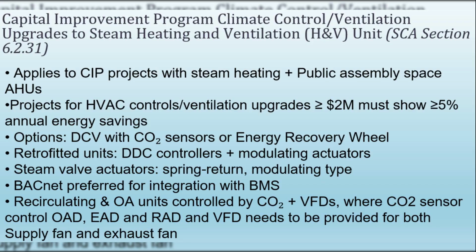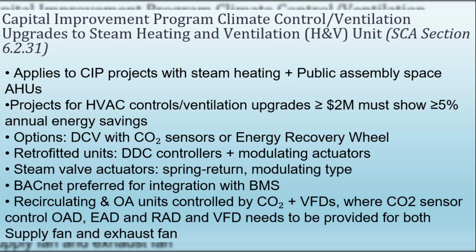This section applies to capital improvement projects in schools that use steam perimeter heating with public assembly air handling units. If the project cost is $2 million or more, the design must demonstrate at least a 5% annual energy savings compared to baseline conditions. Upgrades can include demand-controlled ventilation using carbon dioxide sensors or the use of energy recovery wheels. If an energy recovery wheel is installed, demand control ventilation is not required.